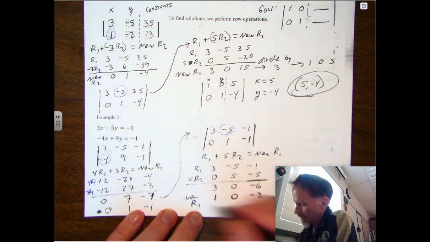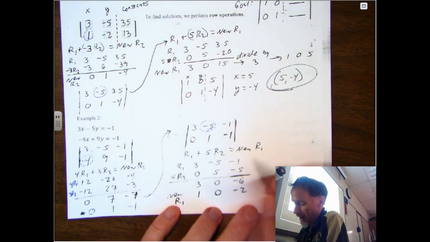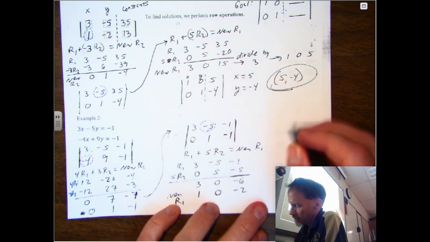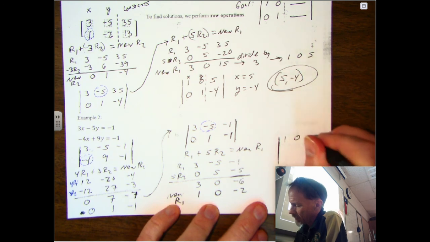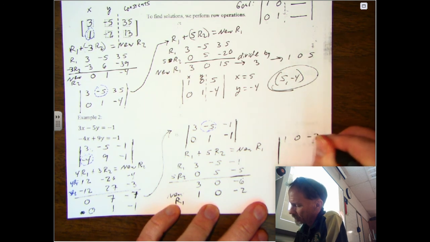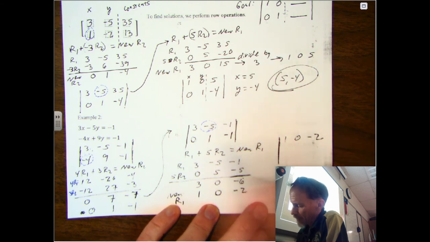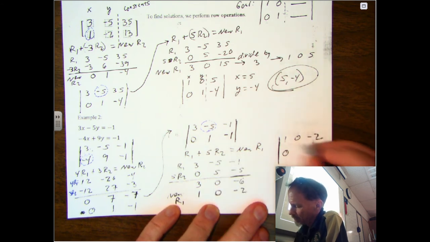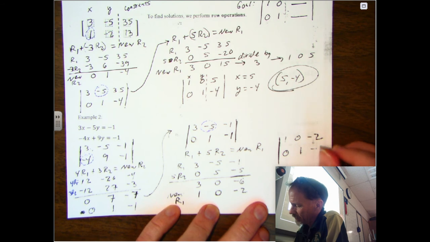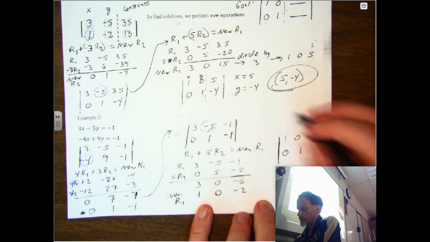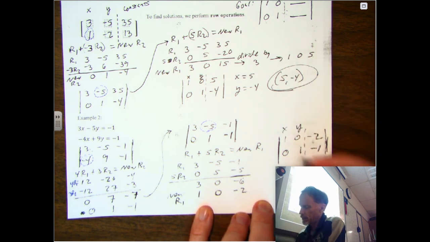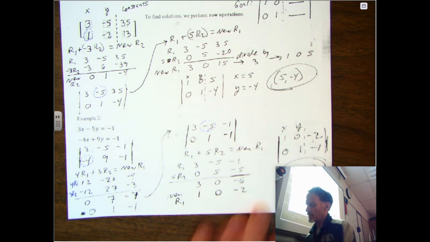Sorry about my pen kind of not behaving itself. So now I have, again, new row 1. So let's write my last matrix. That's 1, 0, negative 2. And then my bottom row is still 0, 1, negative 1. And sure enough, that is my answer. Because again, this is saying x equals negative 2 and y equals negative 1. Okay?